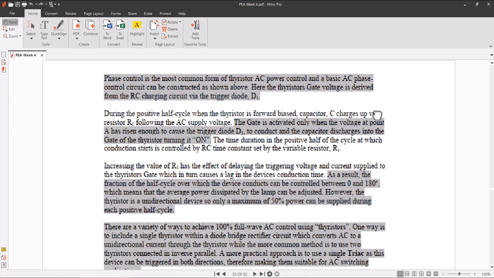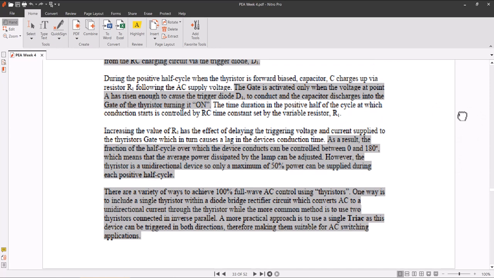तो वो जो RC बनेगा उससे आप बेसिकली इसका एंगल कंट्रोल कर रहे होंगे। Increasing the value of R has the effect of delaying the triggering voltage and current supplied to the thyristor gate, which in turn causes a lag in the device conduction time.